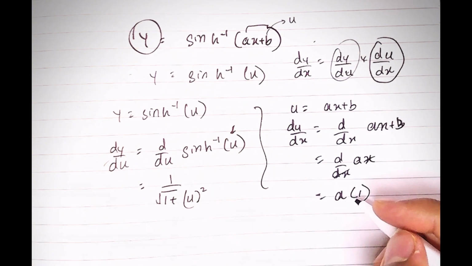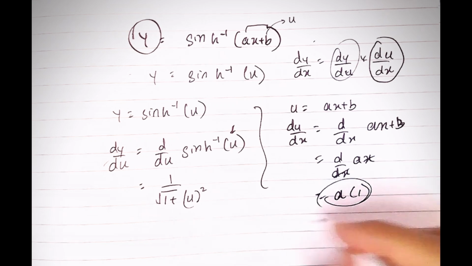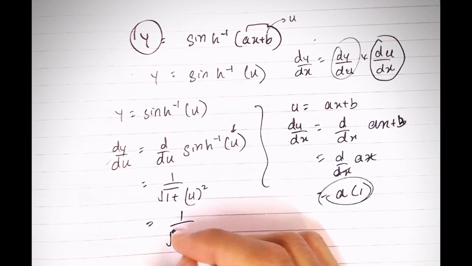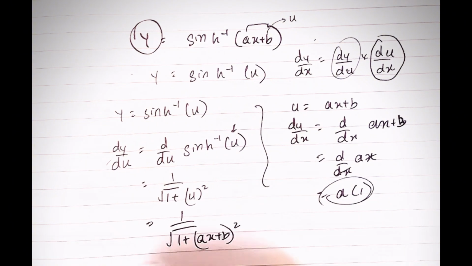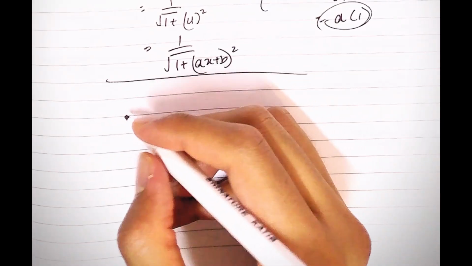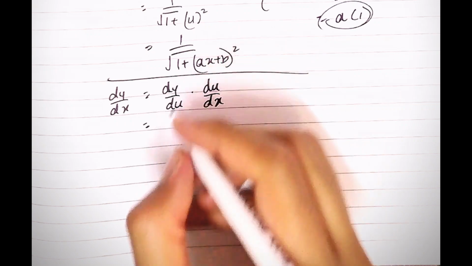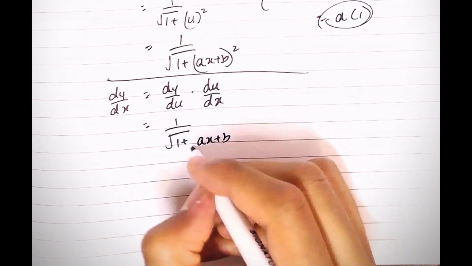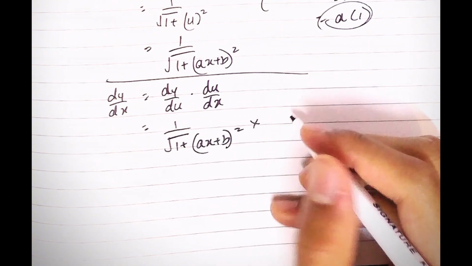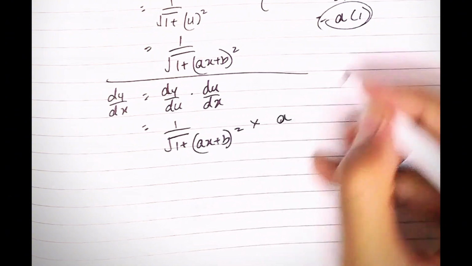So the derivative of u with respect to x is a. Now let's put back the value of u in this term, so we have 1 plus (ax plus b) whole square. Okay, now let's put these things into the chain rule. So dy by du, what is the value of dy by du? We have 1 divided by square root of 1 plus (ax plus b) whole square, multiplied by the derivative of u with respect to x. It is a right over here.